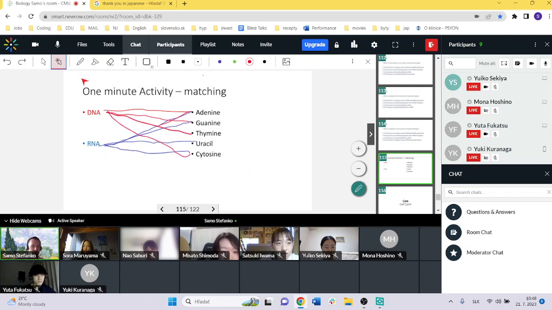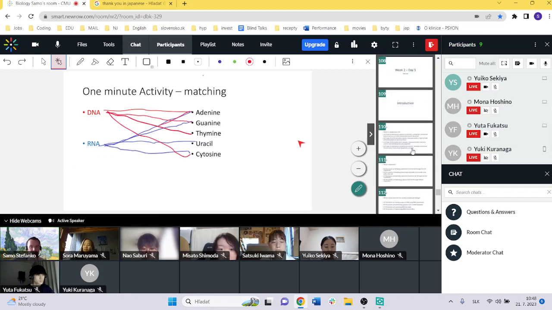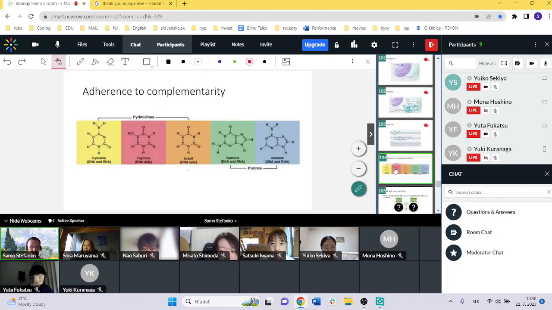Perfect. So, as we see from our chart now, guys, adenine, guanine, thymine, and cytosine belong to DNA, and adenine, guanine, uracil, and cytosine belong to RNA. Yesterday we saw the picture where this also divided them into two groups, purines and pyrimidines. Pyrimidines and purines are named only based on their chemical structure.